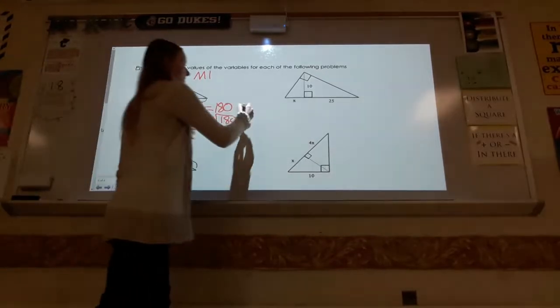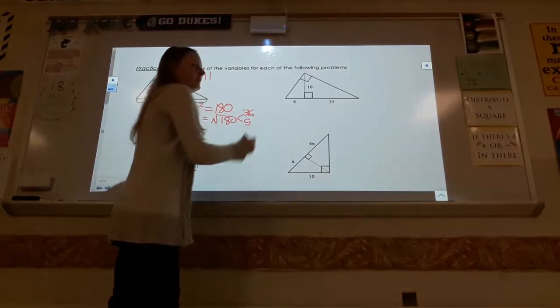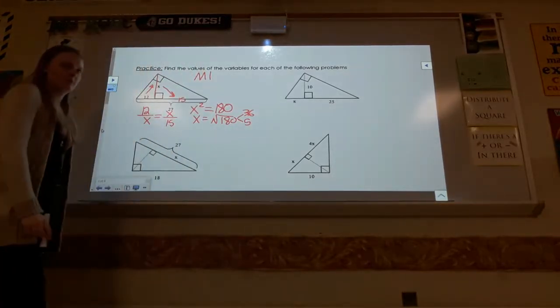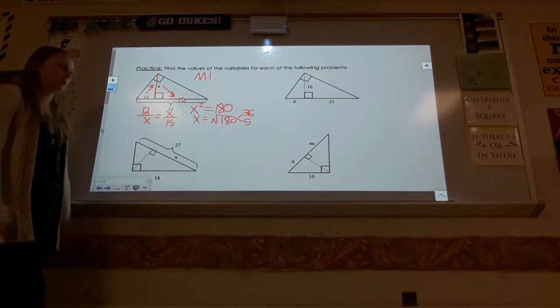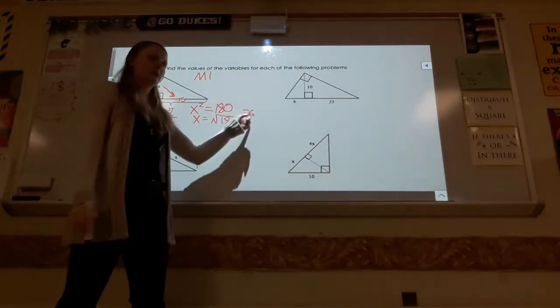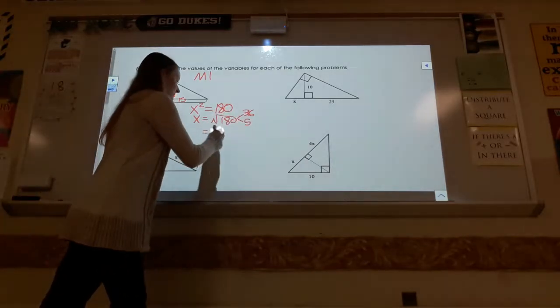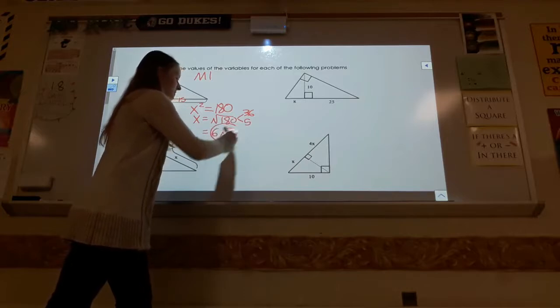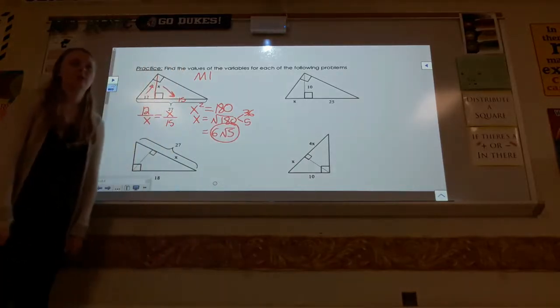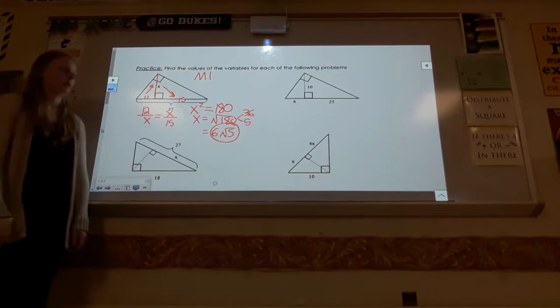36. 36 times 5. Alright, 36 is the biggest perfect square. So you want to take the square root of 36, which is 6, and then the 5 stays inside. Your answer would be 6 square root of 5. Okay?